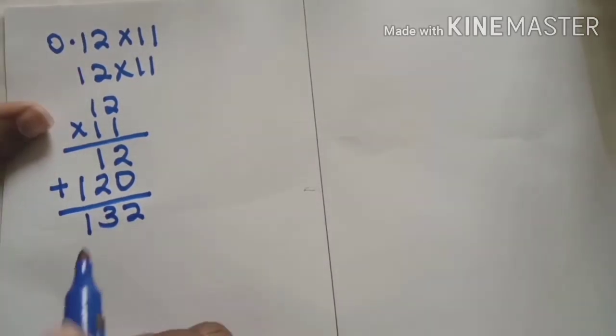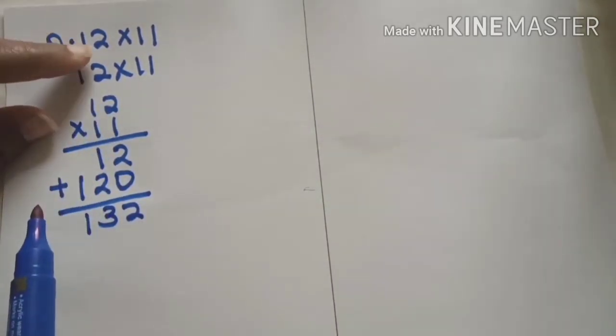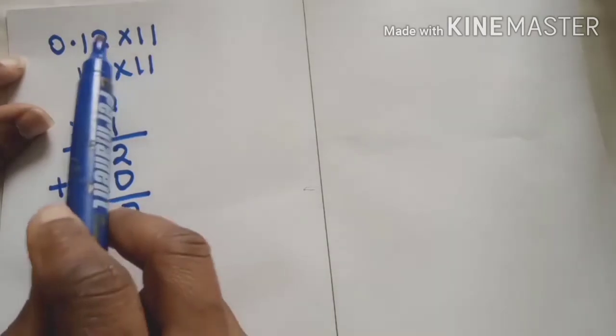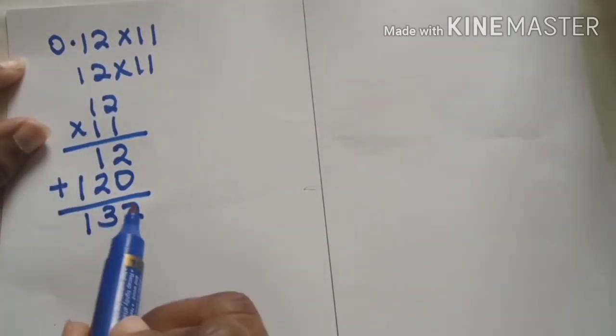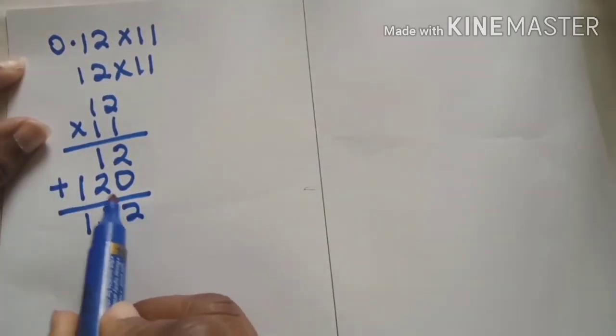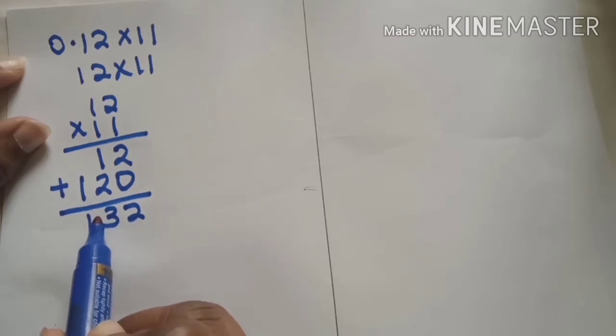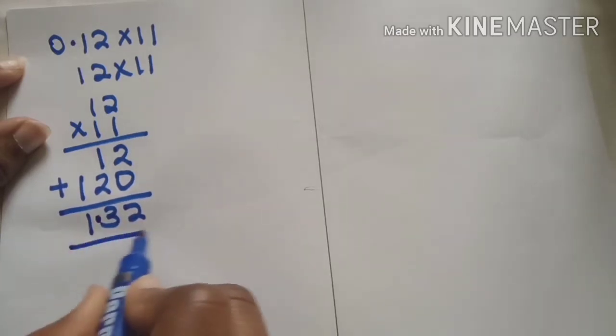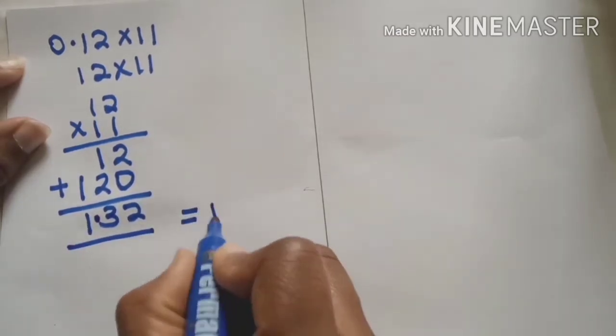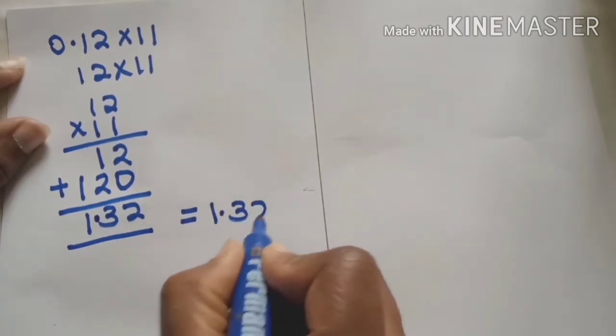Now remember that we had 2 decimal places here, okay? So we are going to count 2 from here. 1, 2 and put our point. So our answer is 1.32.